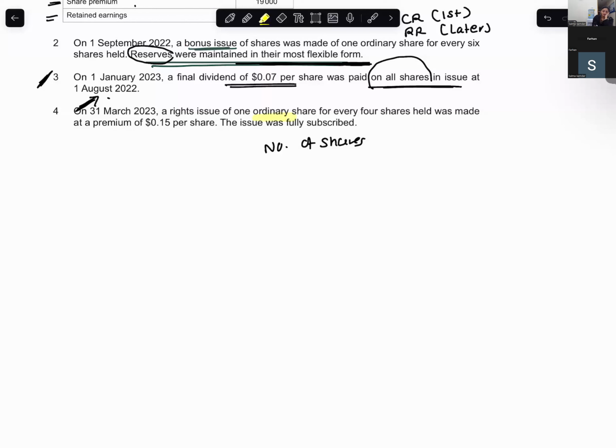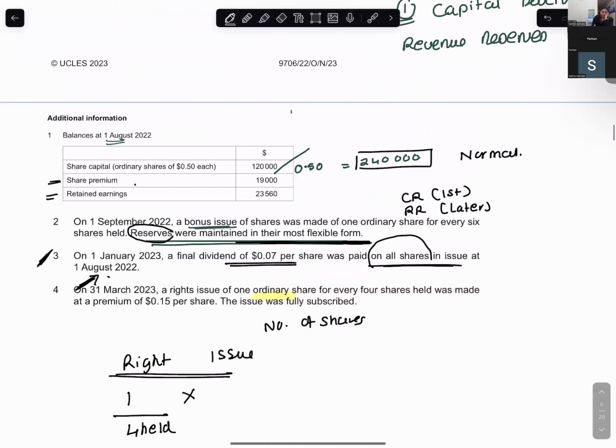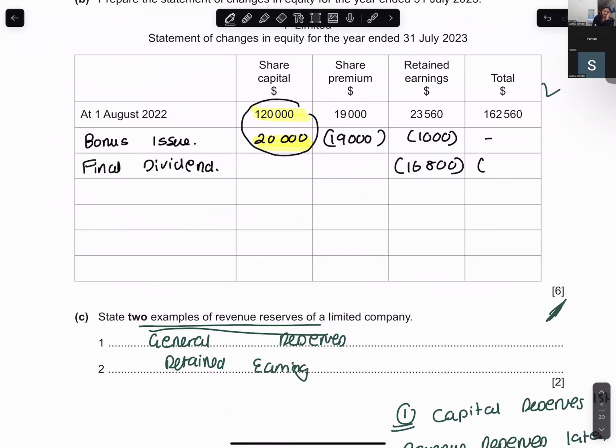Right issue is made. Right issue is made one ordinary share for every 4 held. So I want to know how much is held. You see the total over here, this is 140,000, divided by the face value. So 140,000 divided by 0.50 is 280,000. So this is 280,000.